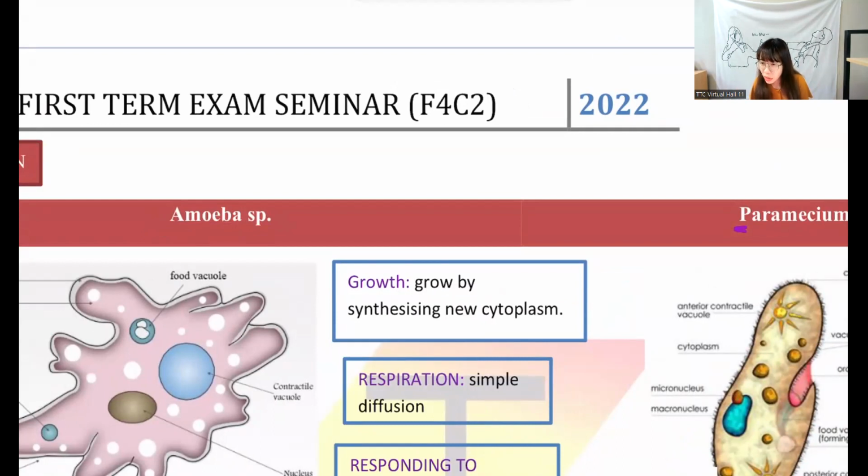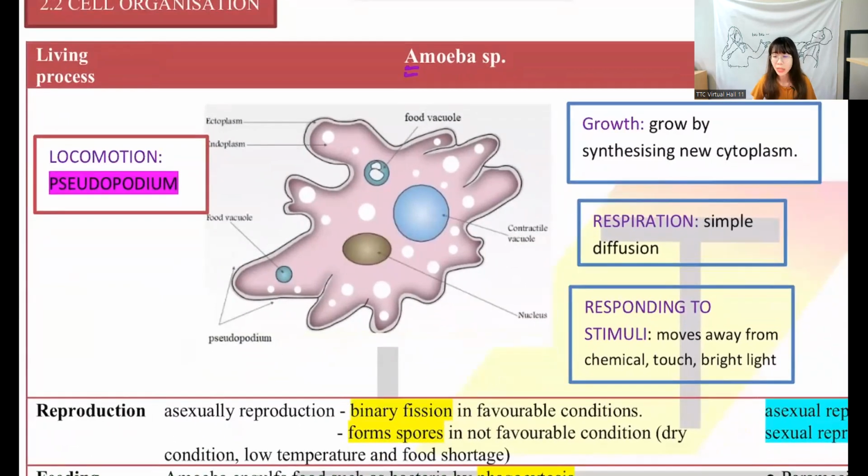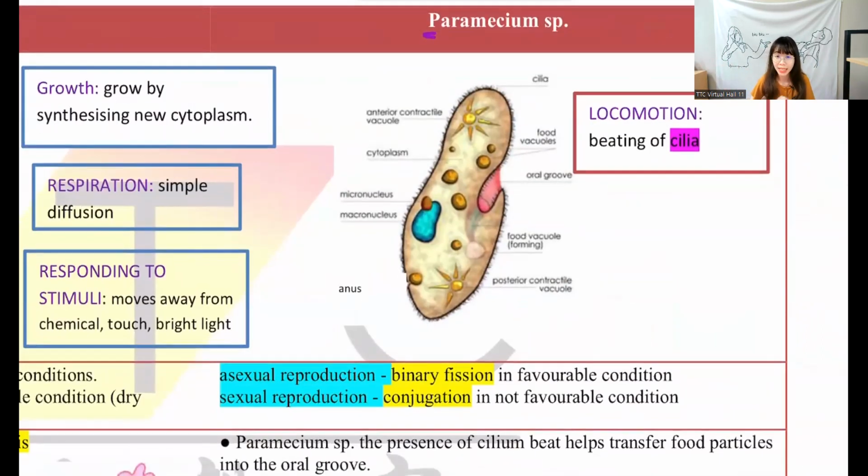For animal cell, you need to write that if there is a presence of vacuole, it is small but numerous in number. By the way, Amoeba, A has to be capital. Let's look at Amoeba species first. Amoeba species has no fixed shape. It can be like a jelly, no fixed shape, right? But Paramecium species has a fixed shape.